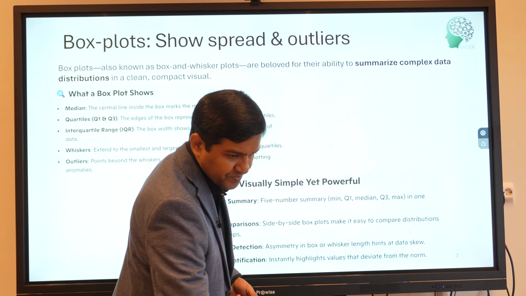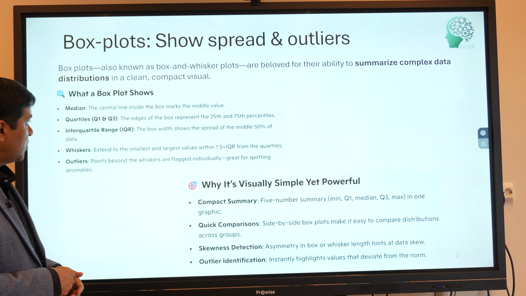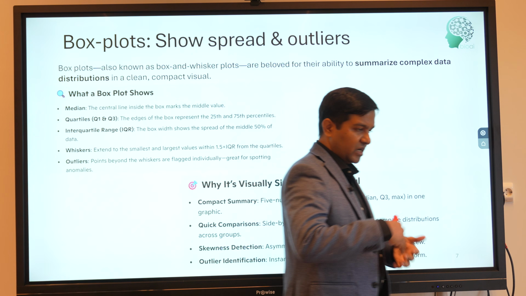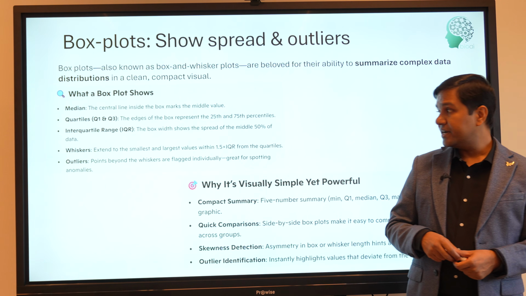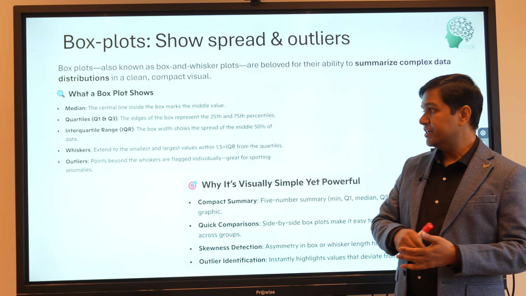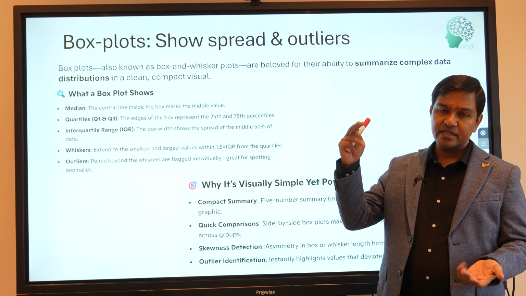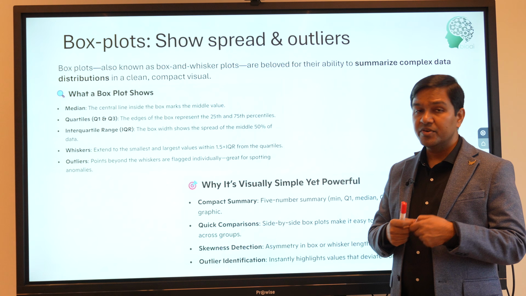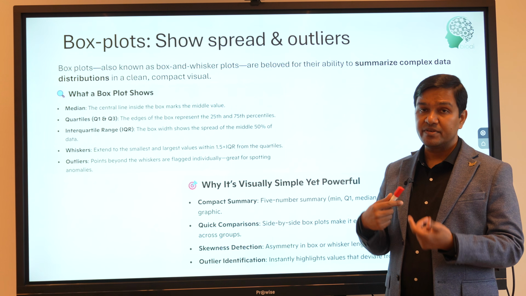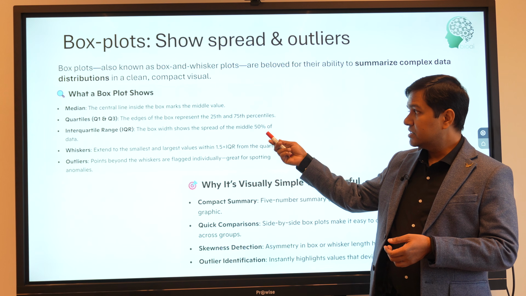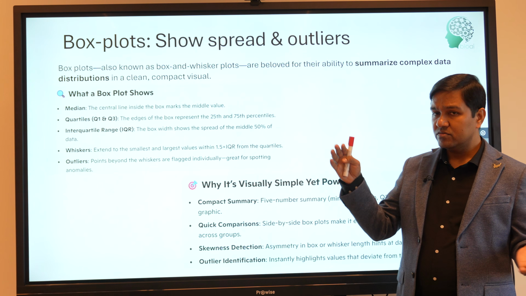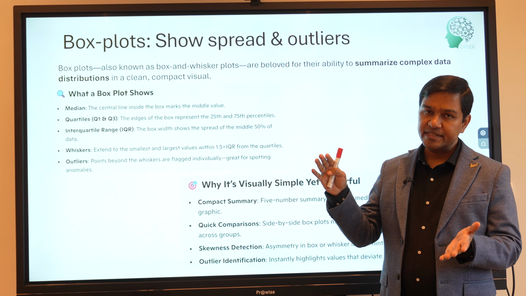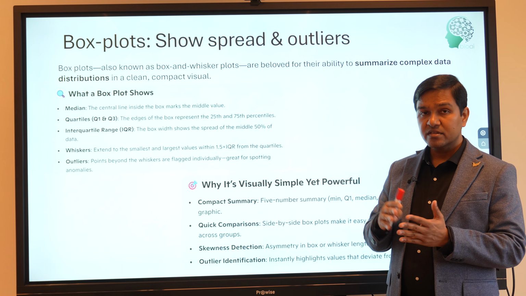Next is the box plot. A box plot plots your data into different quartiles, with a median point. If you divide the data into percentile points from 1 to 100, quartile 1 will be the 25th percentile and quartile 3 will be the 75th percentile, and there is the interquartile range and whiskers. If anything is outside this interquartile range and whiskers, then it becomes an outlier.